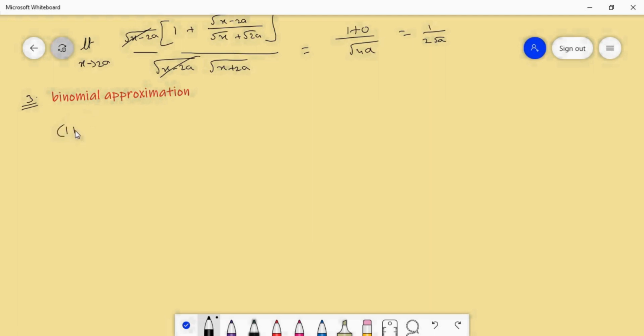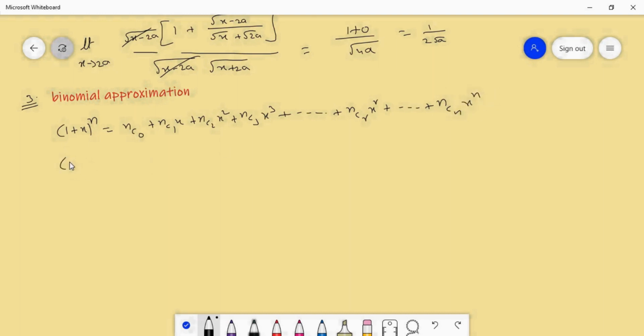Already we know the binomial expansion of 1 plus x whole power n. Somebody may not know it, because in some boards the binomial theorem is in the first year, and in others in the second year; some 11th and 12th standard students have it in the first year. So somebody knows, somebody doesn't. 1 plus x whole power n binomial expansion, I'll just show it here: nC0 plus nC1 x plus nC2 x square plus nC3 x cube, plus and so on, nCr x power r, plus and so on, nCn x power n.